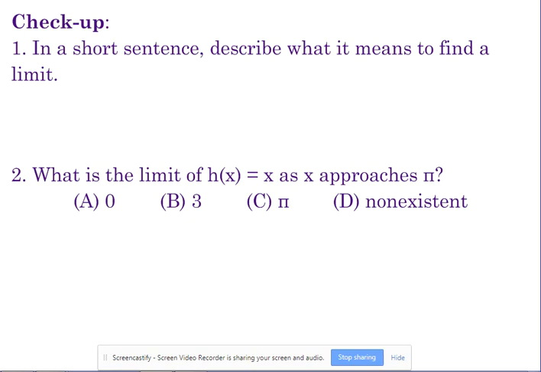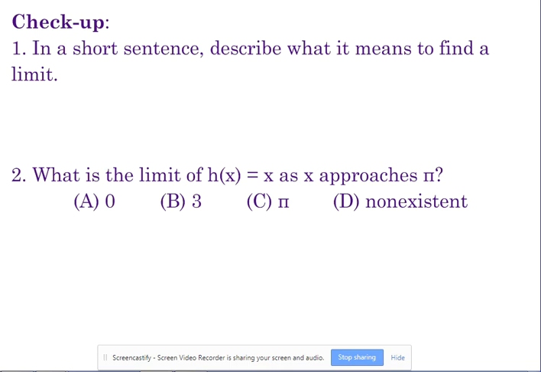Okay, so let's do a little checkup here. Number one, in a short sentence, describe what it means to find a limit. So I want you to pause the video right here, and I want you to write down in your notes, in your words, what it means to find a limit.